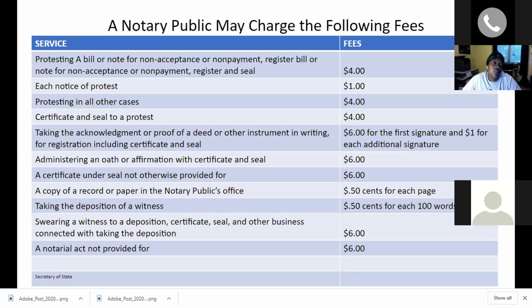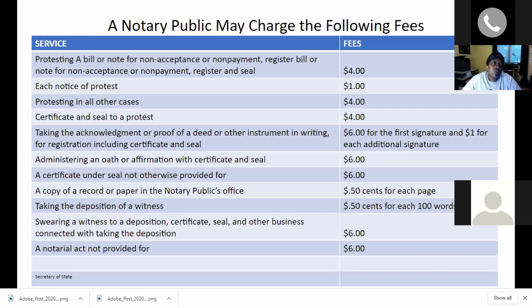Okay. So that was where I was wondering, because on acknowledgments for Texas, it says $6 for the first signature, $1 for each additional signature. On jurats, it just says $6 per certificate. Yeah, per certificate. But if you've got more than 1, then of course you follow suit. I just wondered because they just say additional signature. Yeah, it's $1 for every additional signature.